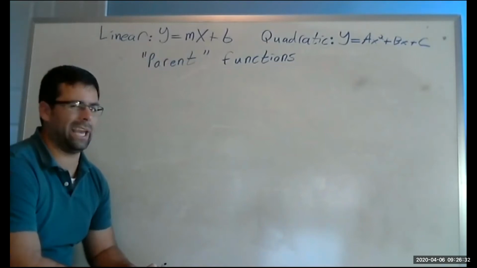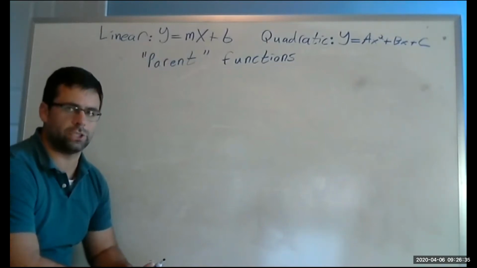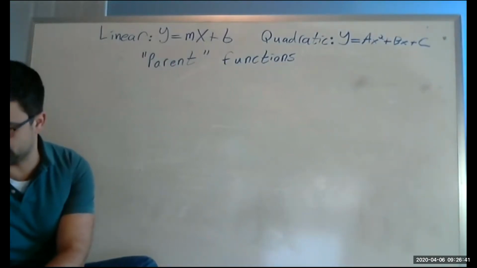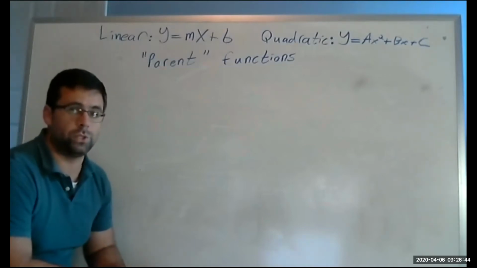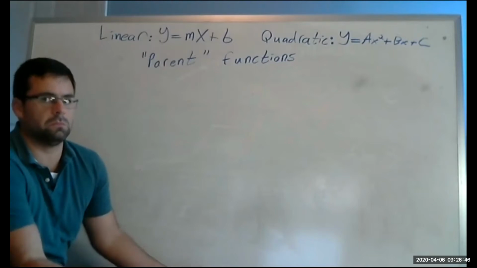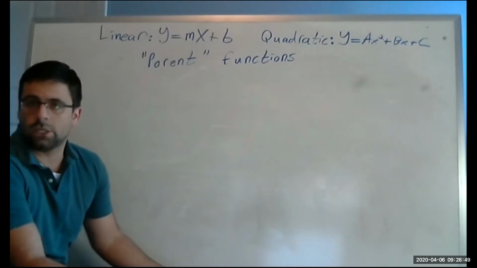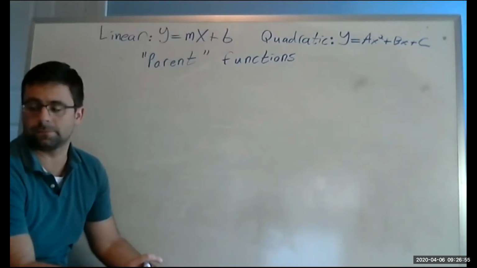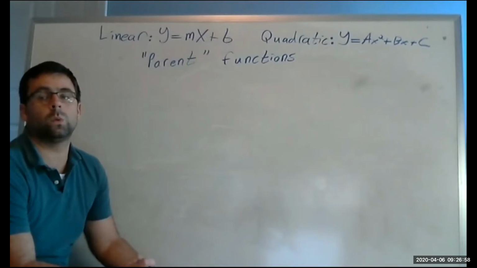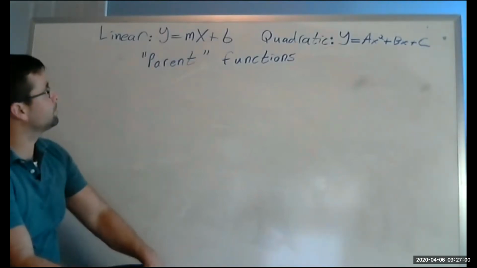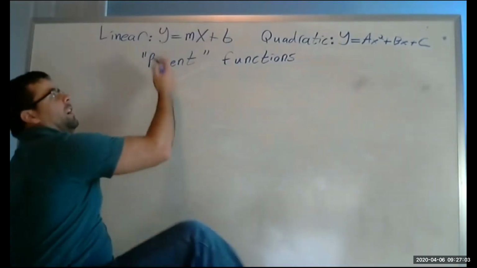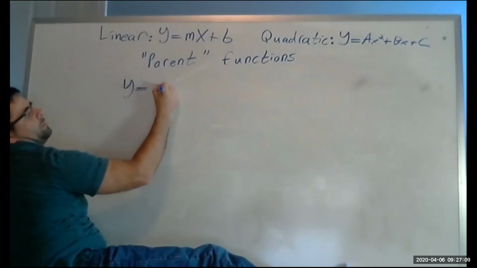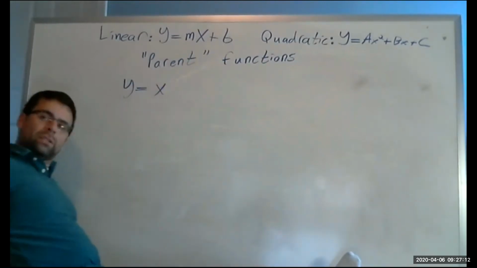So you can't create a function that is not the same species as your parent. So two human parents can't make chicken eggs. That doesn't make any sense. But they can make different looking human offspring. So I'll show you what I mean. The simplest version of a linear function is just y equals x. This is the parent of that one.